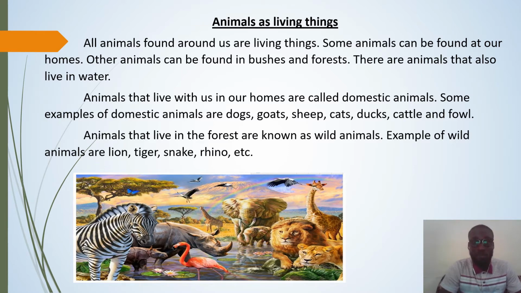Animals that live in the forest are known as wild animals. Animals that live in the forest are known as what? Wild animals. Let's take a look at some examples of wild animals. We have the lion, the tiger, the snake, the rhino, the hippopotamus, the giraffe, and so many other animals that fall under this category.